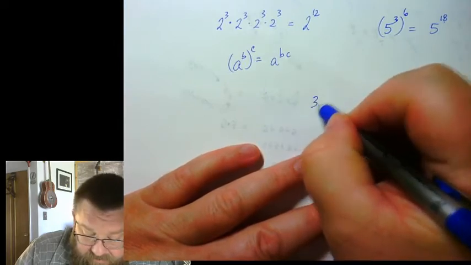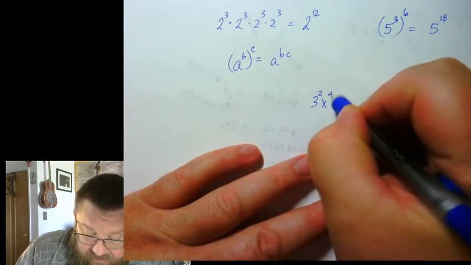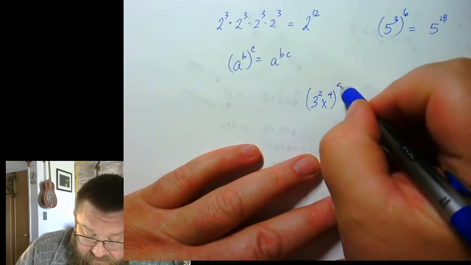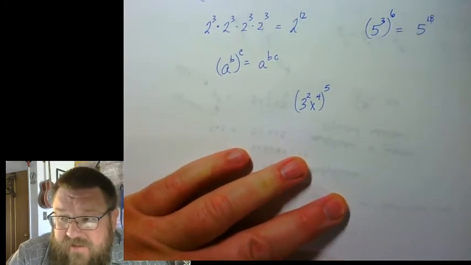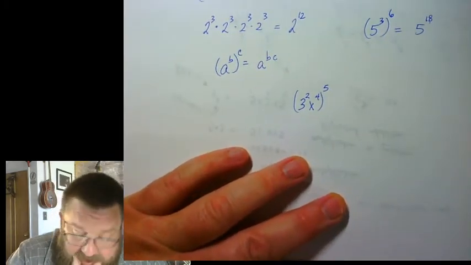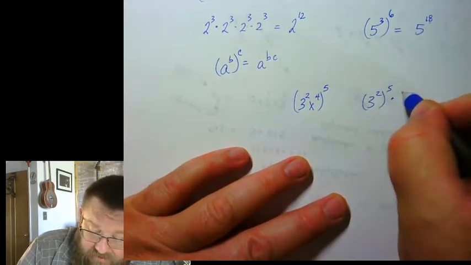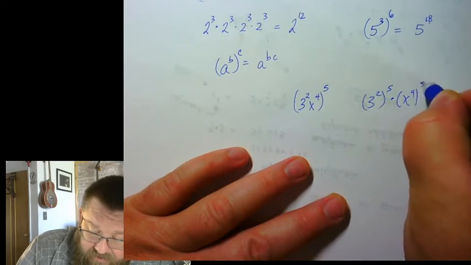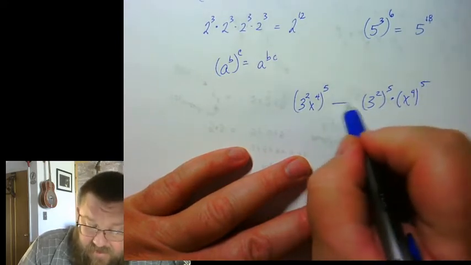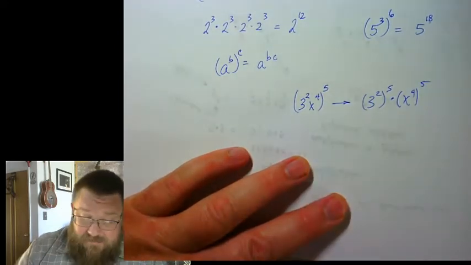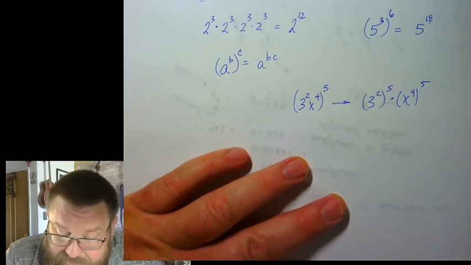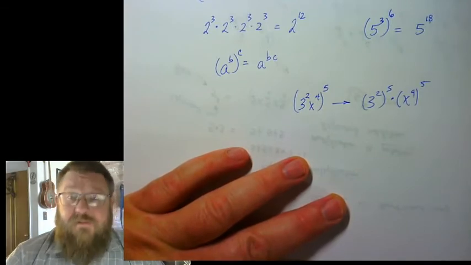Okay. Now, here's where this gets confusing. Check this out. Let's say we had 3 squared x to the 4th, to the 5th power. Oh man, now this is kind of tricky. This is the same as 3 squared to the 5th times x to the 4th to the 5th. Now that's not a step. This is not a step. I would never write that. But I mention it because that's what you should recognize.